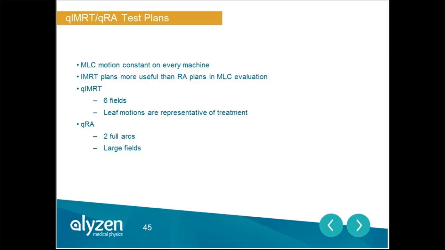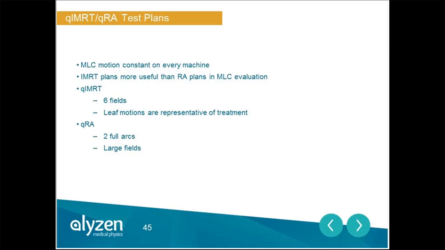Once we get the DLG and transmission dialed in, we can move on to the RapidArc and IMRT test plans. These are provided by Varian. These MLC motions are always going to be the same on every machine. That's very important for me. I think that if we can pull out the optimization, then we can more accurately know information about the MLC. So I find these very, very useful because I'm not optimizing.